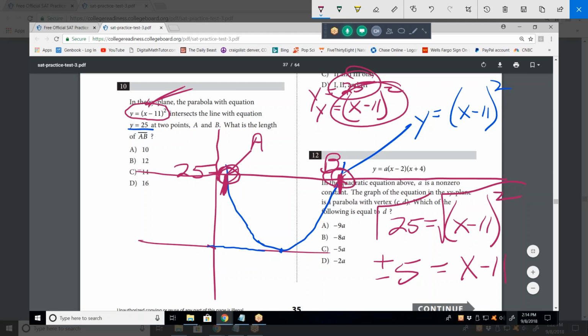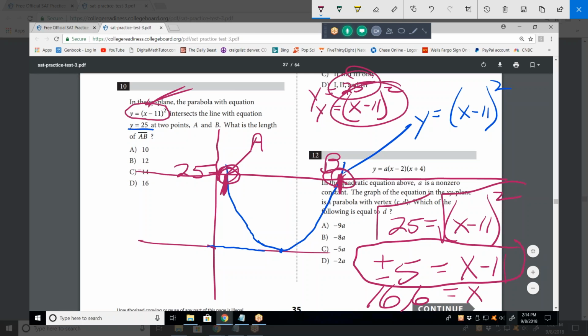In other words, if I solve this equation further, I get x is 16, or x is, let's see, I'm adding 11, 6. In other words, I'm solving this equation right there. So I'm adding 11 to plus 5, which gives me 16, and I'm adding 11 to minus 5, which gives me plus 6.